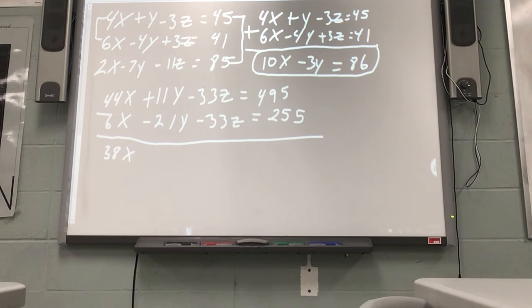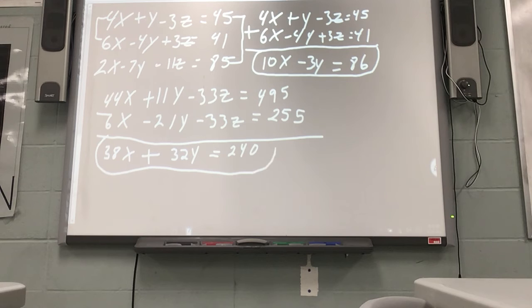11y minus negative 21y is 32y. Negative 33z minus negative 33z is nothing, he's gone. 495 minus 255 is 240. New equation number 2.